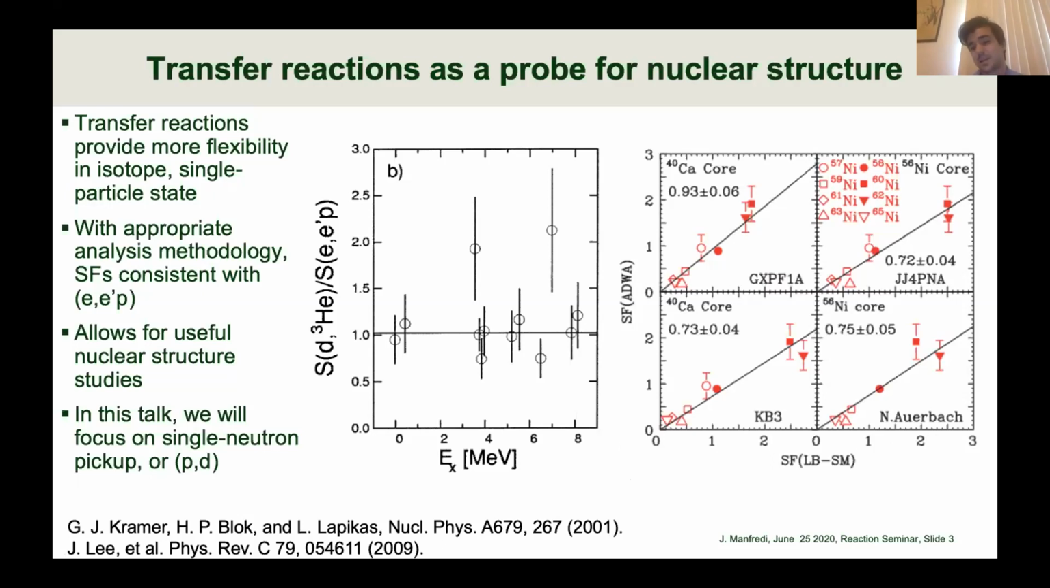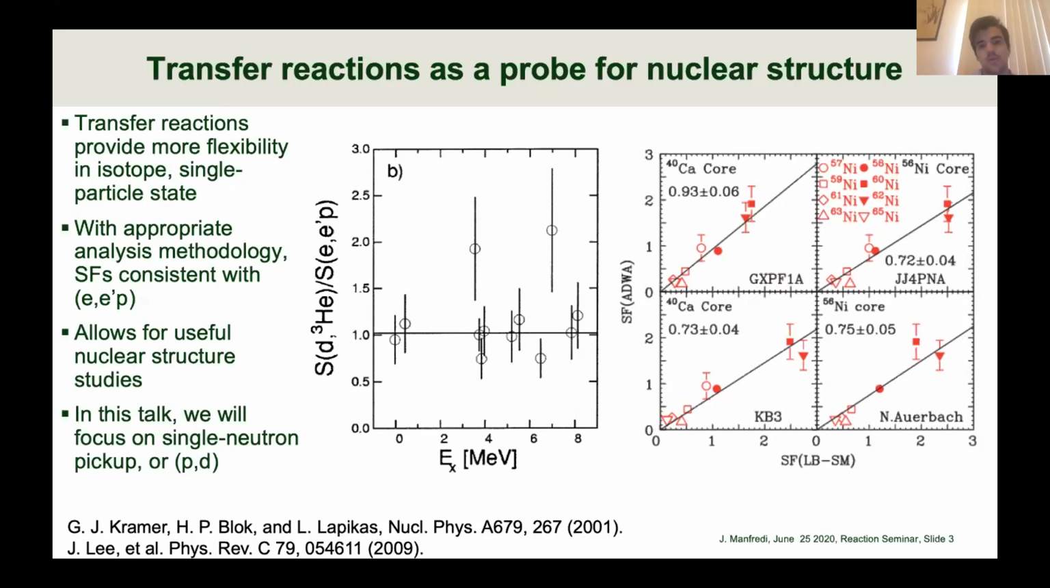What we can see is that 3 out of 4 of these slopes are around 0.7 or 0.75, indicating that the structure model is not doing a good job of matching the data. So the one that does the best is this upper left panel, which has the calcium-40 core, so it's including a full PF shell basis and using this GXPF1A interaction. So basically, you're using transfer reaction spectroscopic factors to discriminate among different shell model calculations, different bases and different interactions. So it's a useful tool.